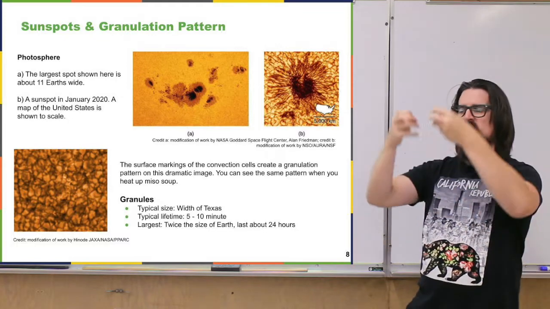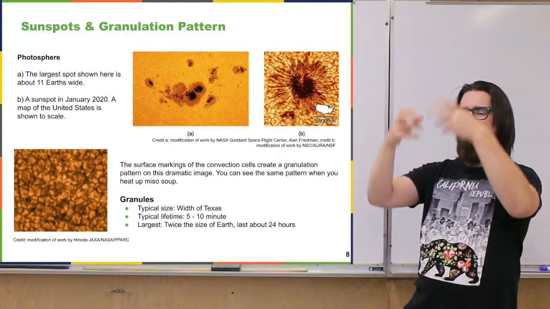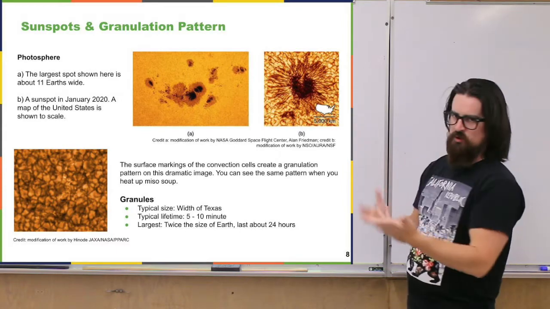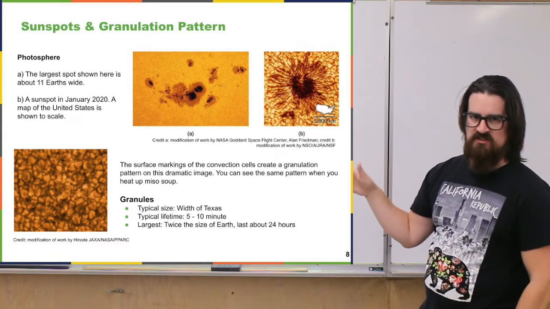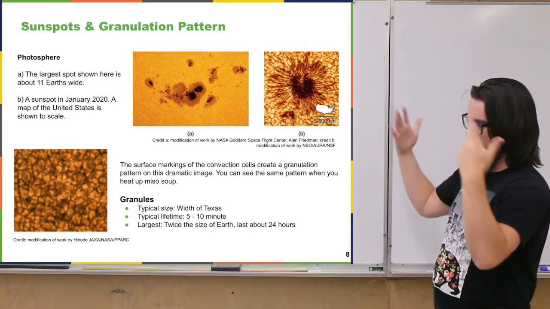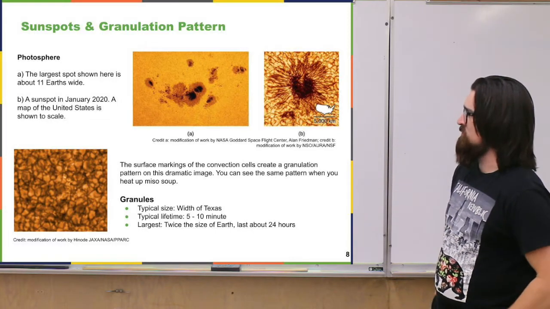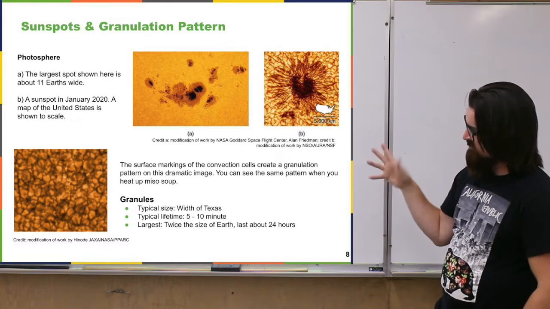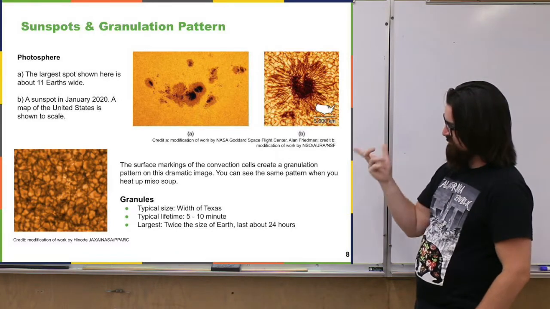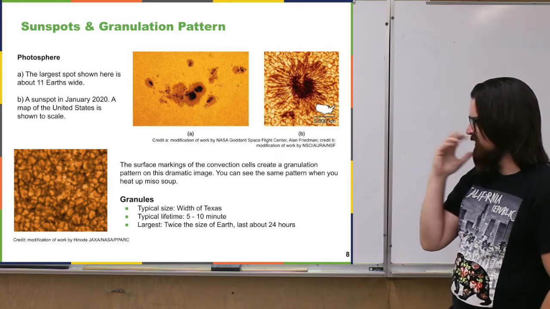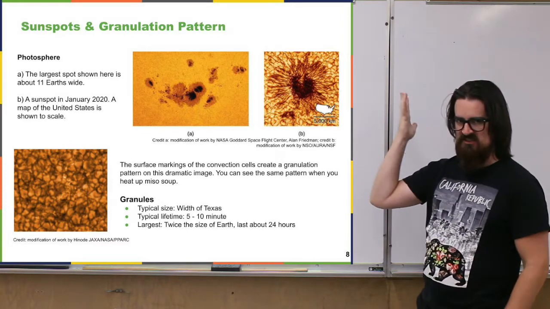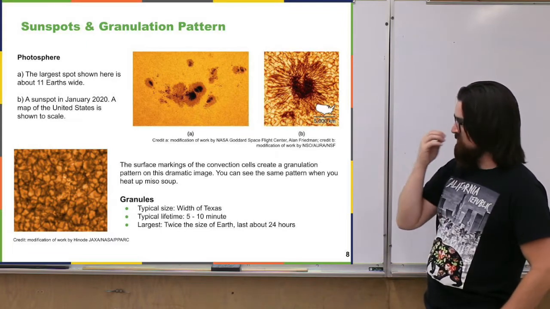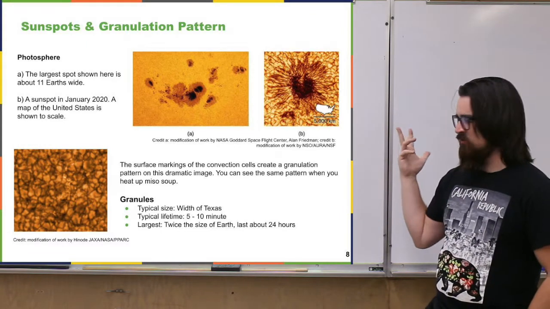The hot stuff is rising and then cooling and falling and then heating and then rising and then cooling and falling. So if you think about the surface of a boiling soup, you might actually see something very similar to that image. It's a continuous pattern of these granules on the surface of the sun, in the photosphere. The average size of one of those little granules is about the size of Texas. They typically last for only a few minutes, 5 to 10 minutes, and the largest could be as large as the size of Earth and last for a whole day.